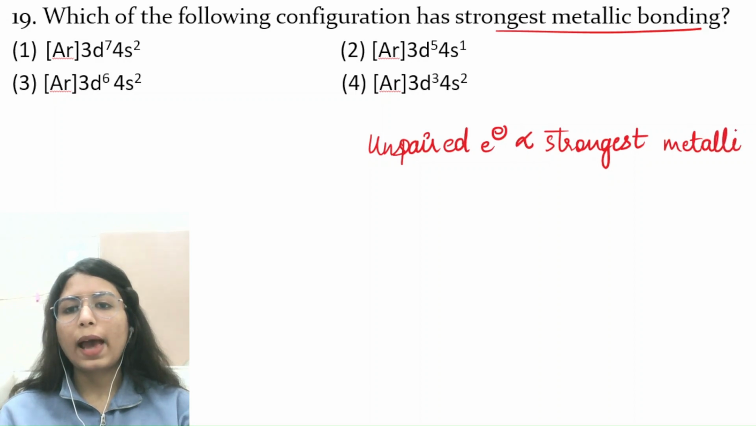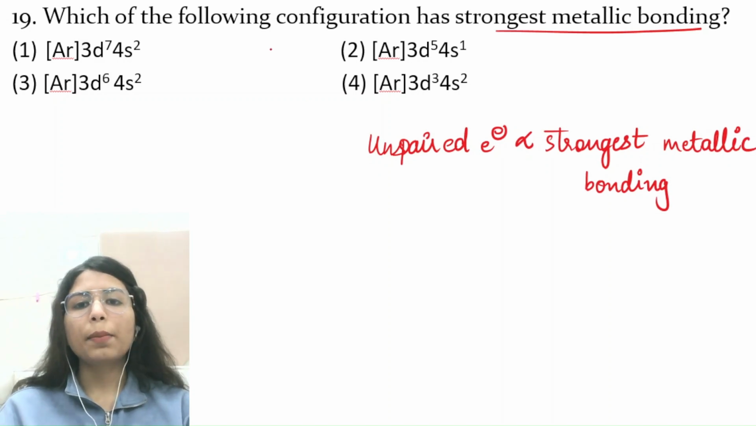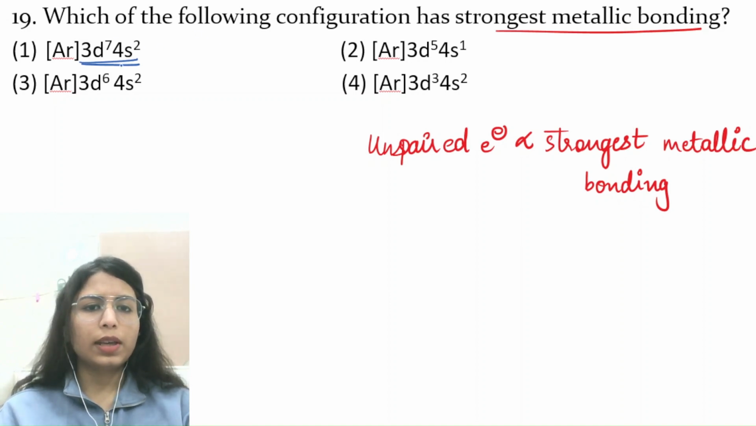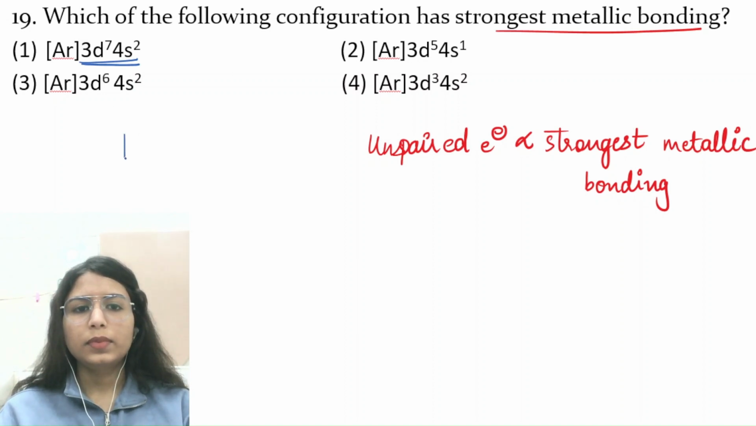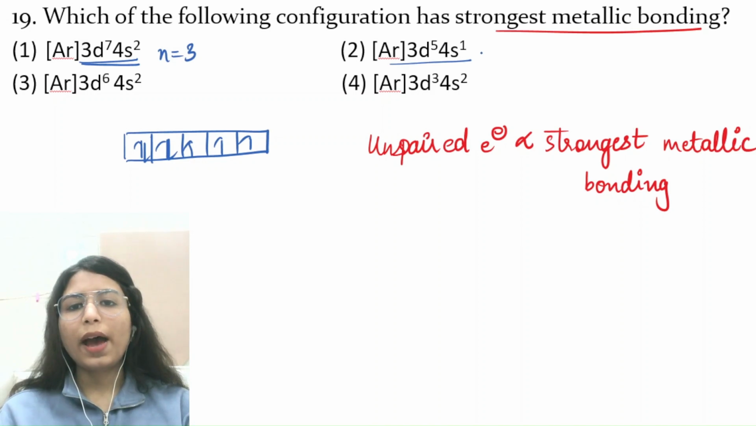Strongest metallic bonding. You have to just check which of them is containing the highest number of unpaired electrons. So here if I look at this configuration, how many unpaired electrons are present in this case? Just draw this. 1, 2, 3, 4 and 5, and 6 and 7. So it is containing 3 unpaired electrons, whereas in the case of second we have how many unpaired electrons? 1 from this and 5 from this, 6 unpaired electrons.